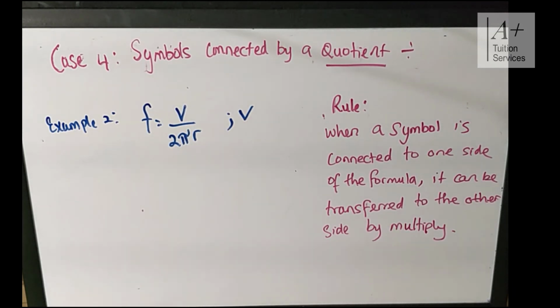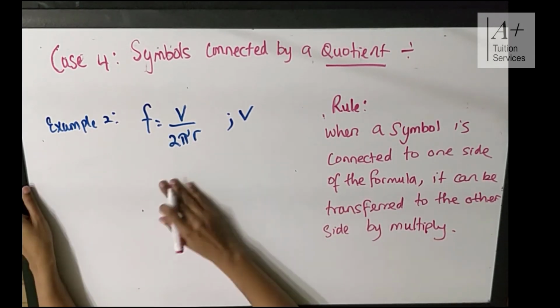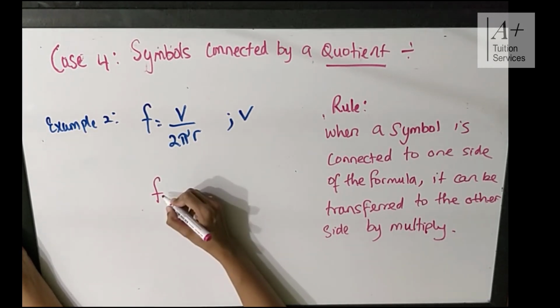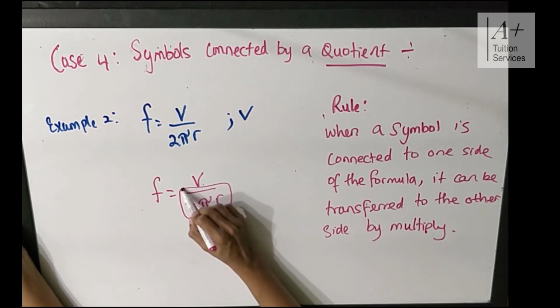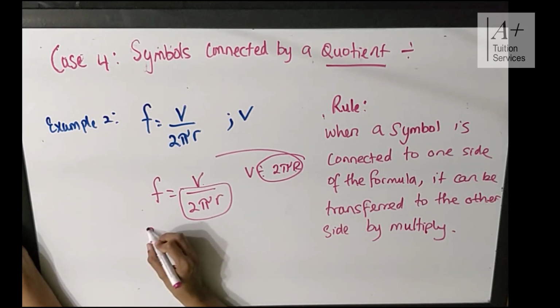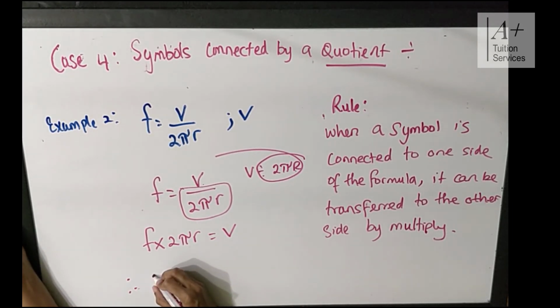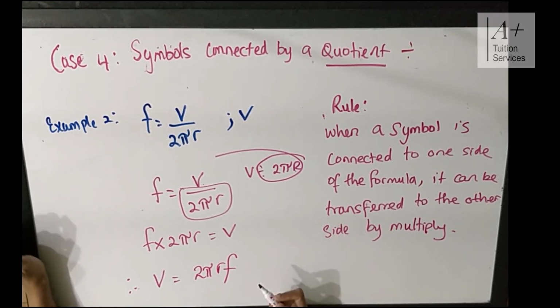And the rule is, if it's a big formula, try to move it piece by piece. So in this case, you're moving the 2 pi R across. So 2 pi R, let's not confuse it, to get V by himself. So F is equal to V over 2 pi R. In order to get V by himself, we need to get this away, and this means V divided by 2 pi R. So this moving across would be F multiplied by 2 pi R is equal to V. Therefore, V is equal to 2 pi R F. Okay?